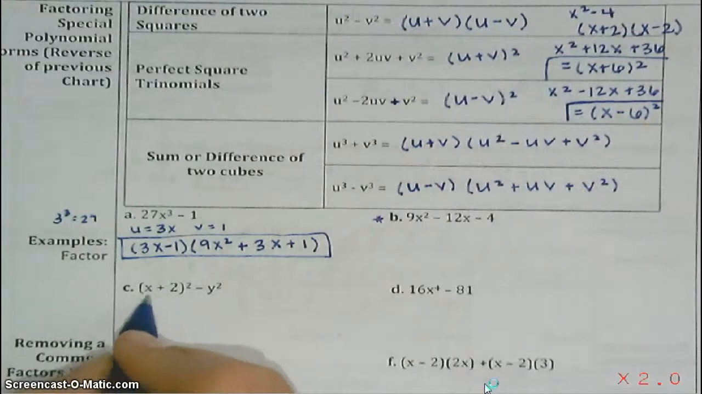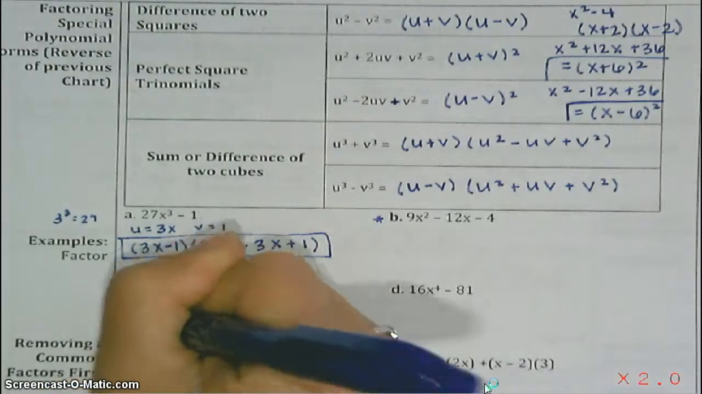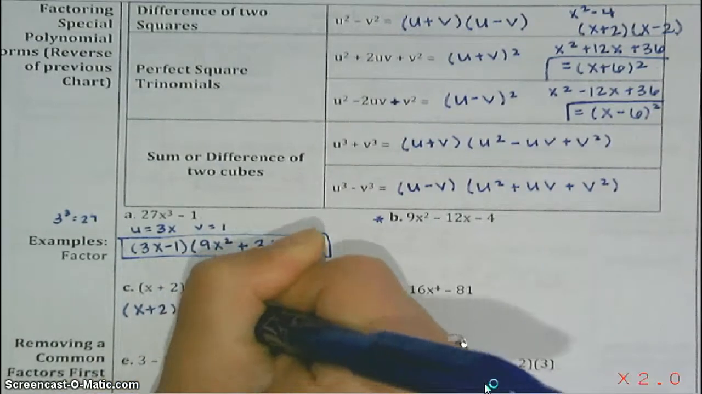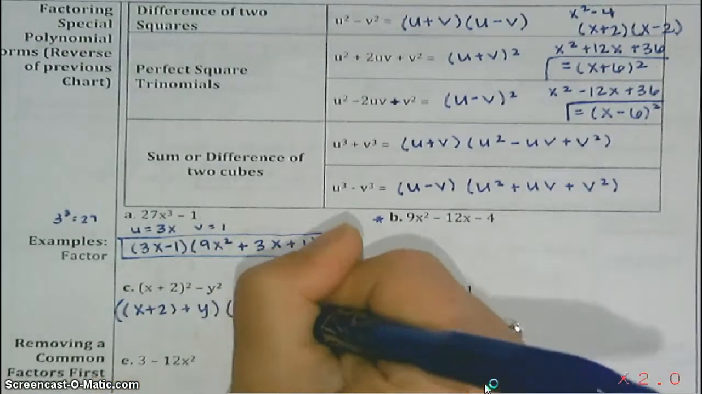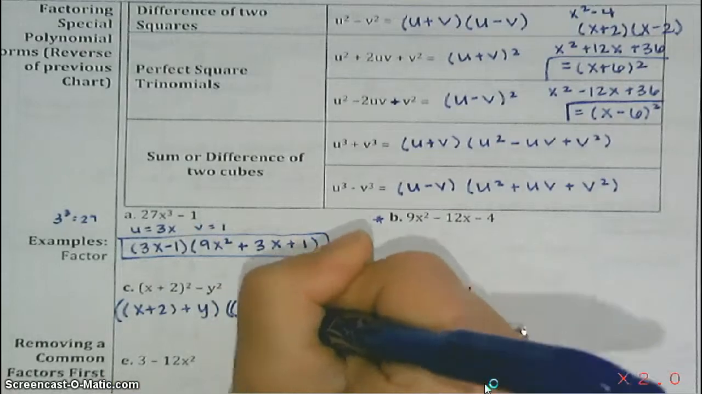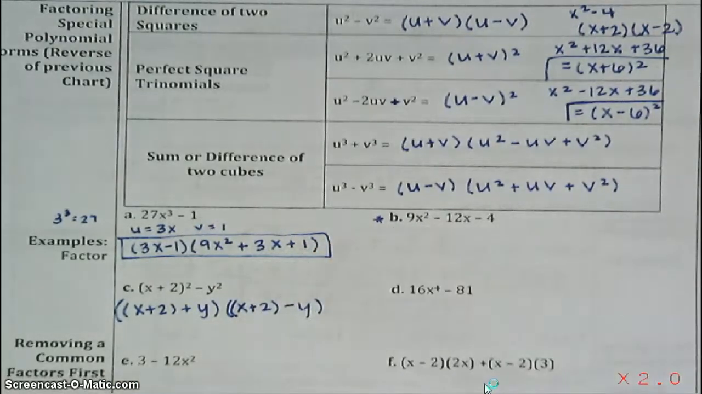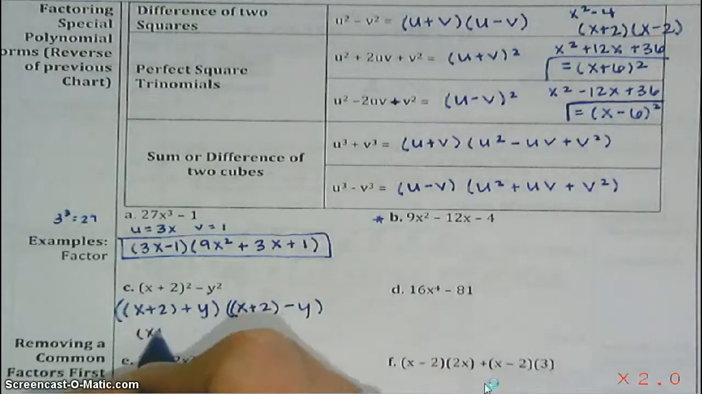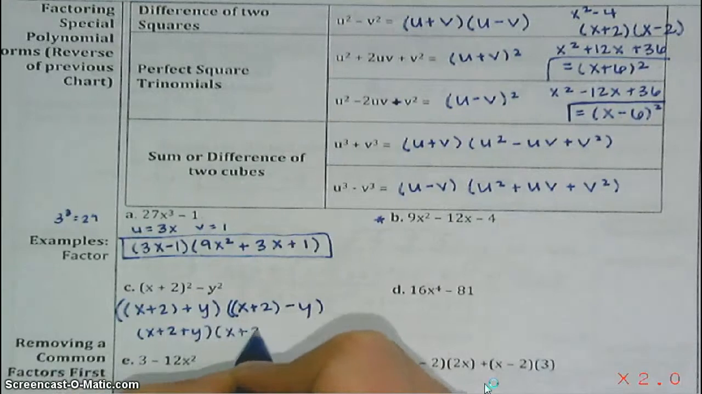Here, x plus 2 is our first term. Our second term is y. So it's just going to become x plus 2 plus y, and x plus 2 minus y. You really don't need the extra parentheses in there, so you really could just write it like this, x plus 2 plus y, and x plus 2 minus y.